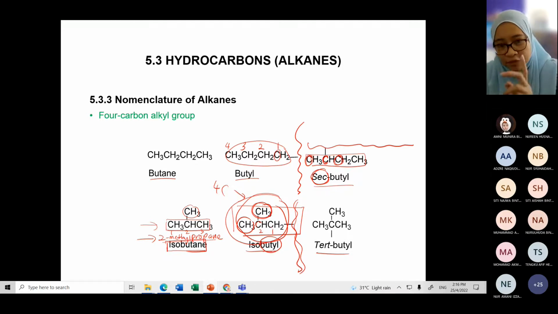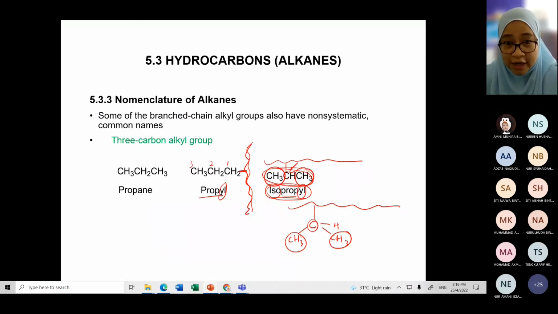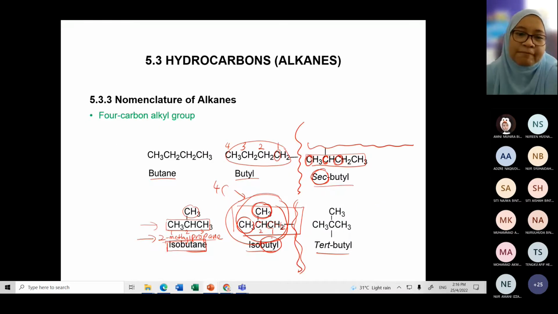But you have to take note that before this carbon, there is one CH2 first: CH2, then C, then CH3, CH3. This looks the same as isopropyl just now, right? That is why it is now called isobutyl. It has CH3 and CH3 and an H, but for butyl, you have to have a CH2 before this carbon. So this is isobutyl. Okay, last one for this 4 carbon alkyl group.